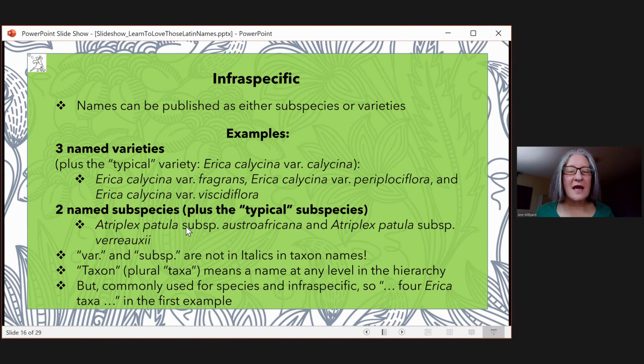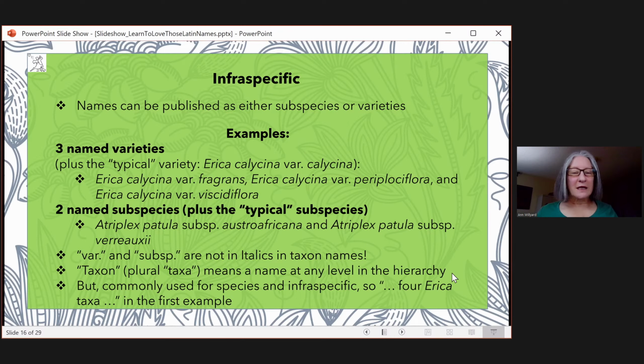So notice that the SUBSP is very specific, and I'll show you later with some abbreviations why that is. But you do spell it SUBSP, and that's not italicized, and neither is this, which is a pain in the neck in word processing, but it makes the 3 names pop out of the page at you.